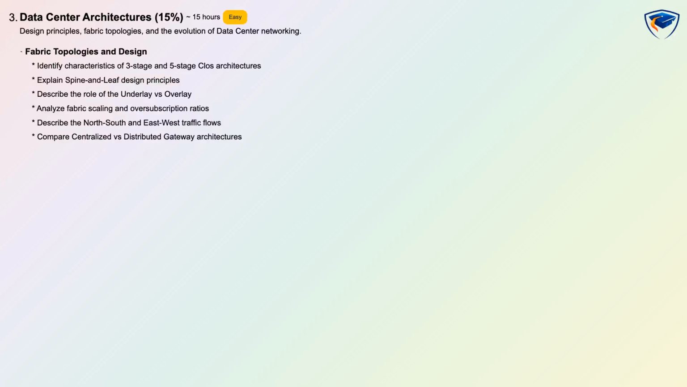Study the characteristics of 3-stage and 5-stage CLOS fabrics, spine and leaf design principles, the distinction between underlay and overlay networks, fabric scaling, oversubscription ratios, and how north-south and east-west traffic patterns shape design decisions. You should also compare centralized versus distributed gateway architectures and understand which approach fits different operational needs.